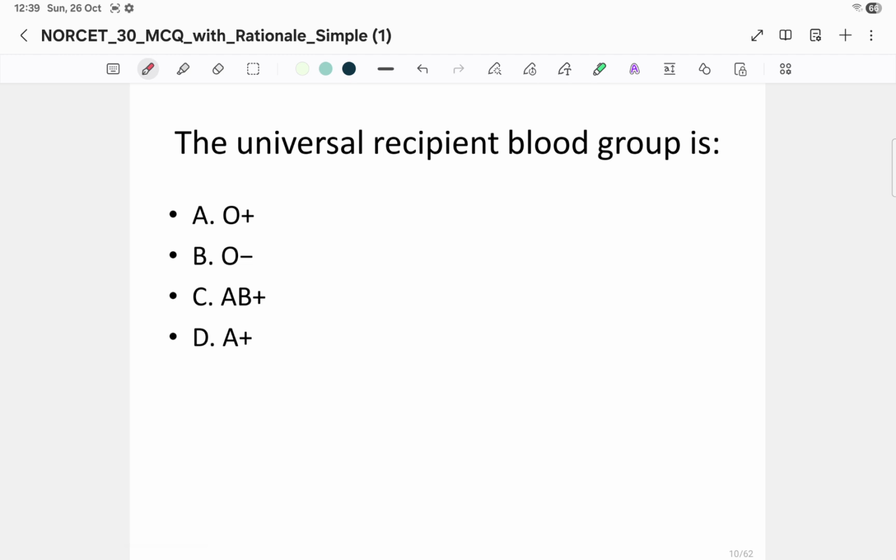The universal recipient blood group is option number A, O positive, B, O negative, C, AB positive, D, A positive. And the correct answer is option number C, AB positive is known as the universal recipient blood group. Why? Because it has both antigen A and antigen B and also the Rh factor. So because of this, it can receive blood from any group.